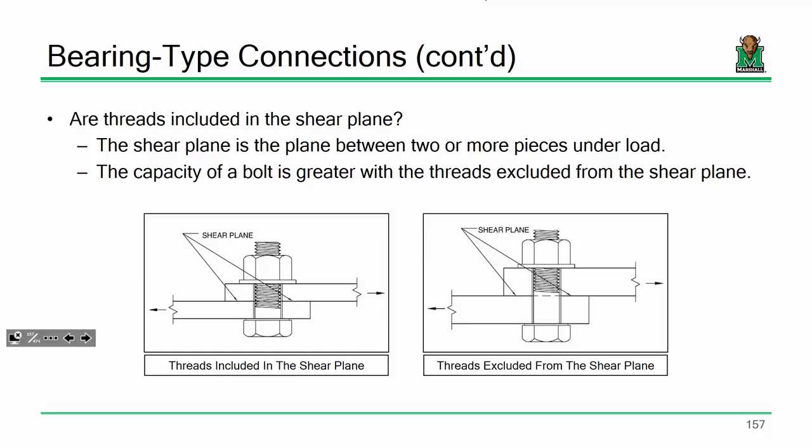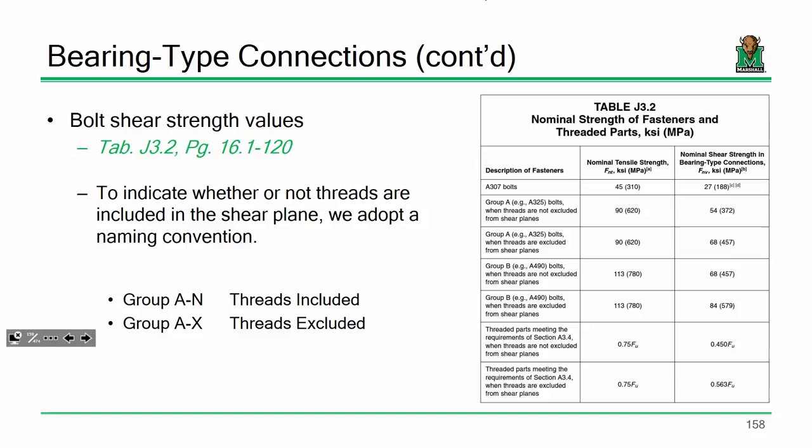So threads included versus threads excluded, this is how we handle this in the manual. First off, I want everybody to go to this table in the manual. This should be familiar because we looked at this table last time. I'm on 16.1 in the spec, on page 120. It should be on the left page, and look something like this. Everybody find that?